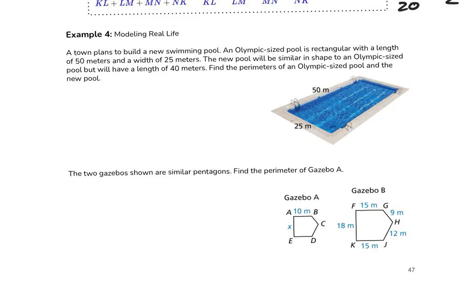A town plans to build a new swimming pool. An Olympic-sized swimming pool is rectangular with a length of 50 meters with a width of 25. The new pool will be similar in shape, but will have a length of 40 meters, okay? So it will be 40 meters instead.